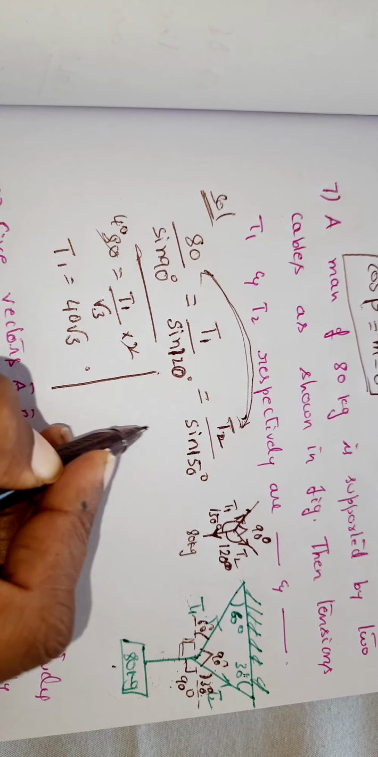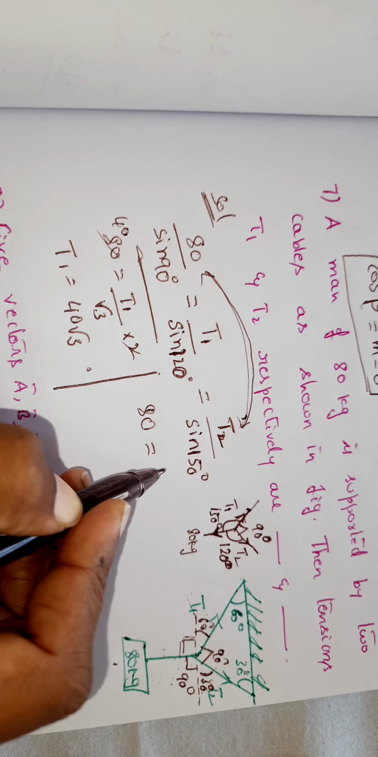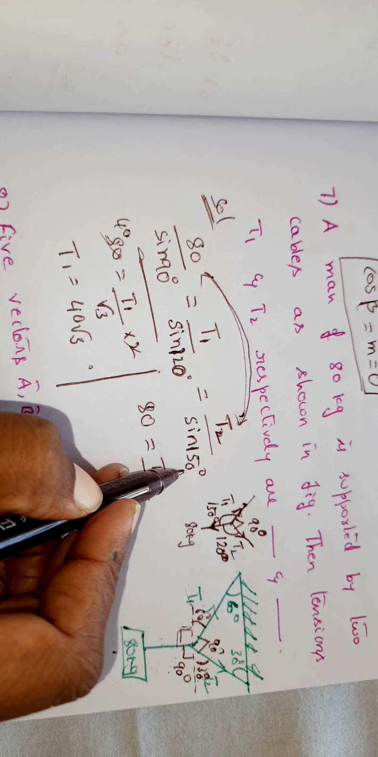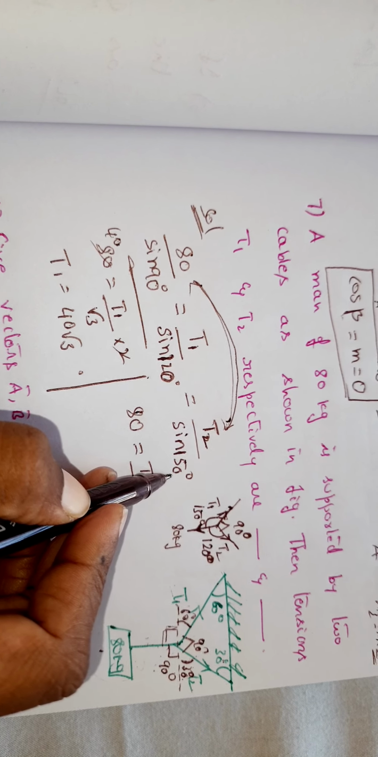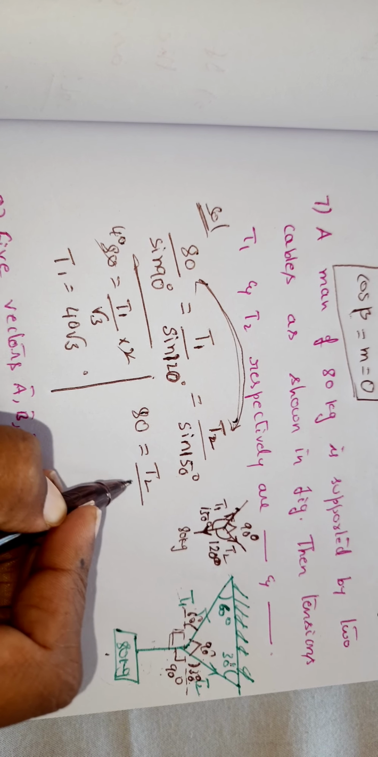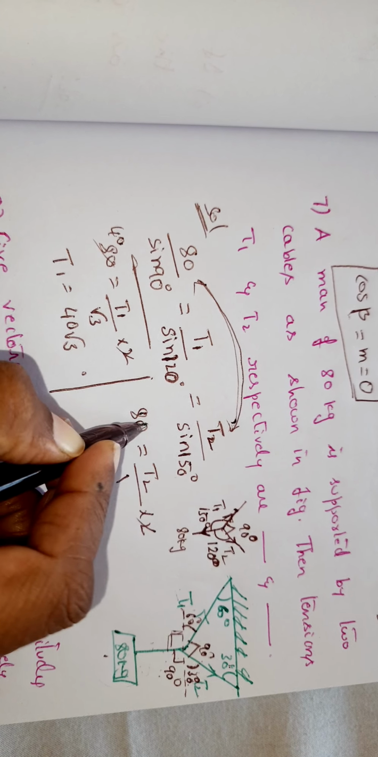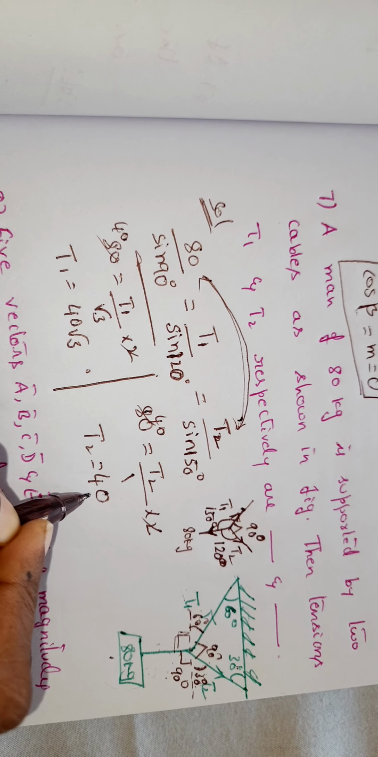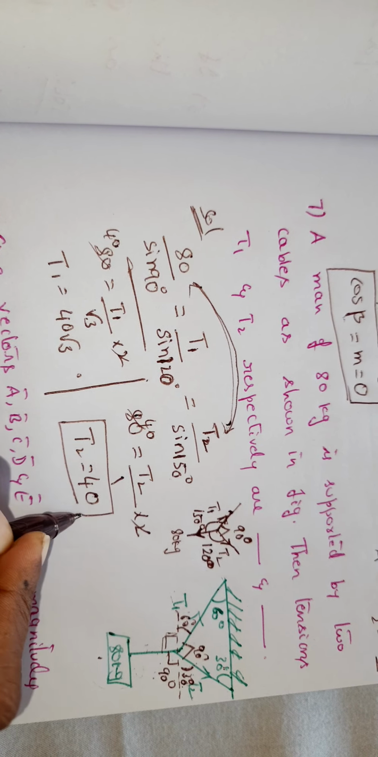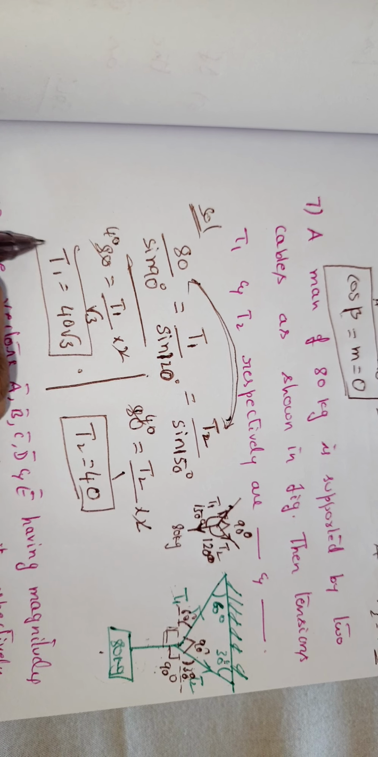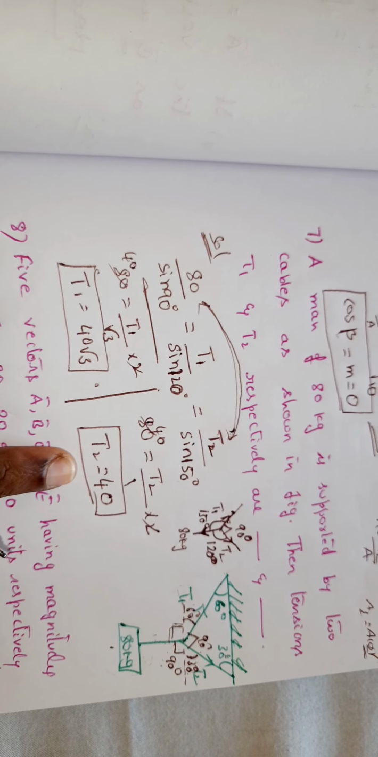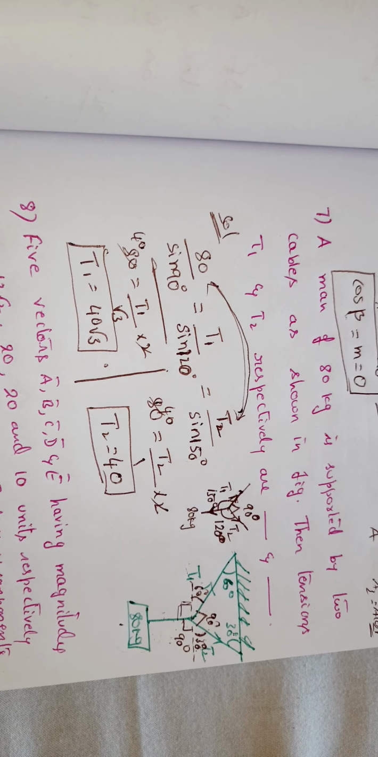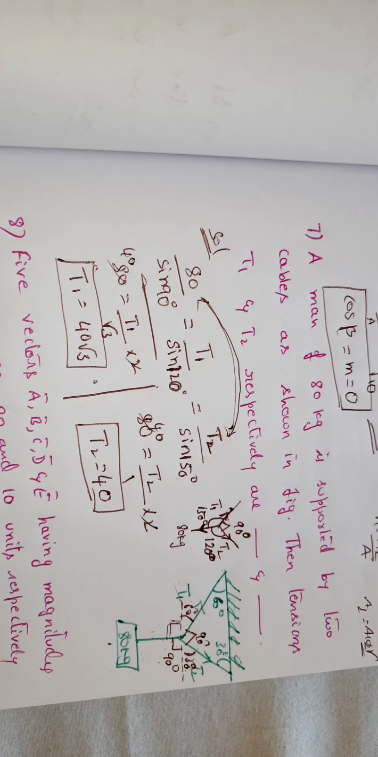Now to find out T2 again, you are going to use these two. Okay. So now 80 is equal to, because sine 90 is 1, 80 is equal to T2 by sine 150, sine 90 plus 60, cos 60, sine in second quadrant is positive. Cos 60 is 1 by 2. So here it is, T2 is equal to 40. Very good. So we got T1 is equal to 40 root 3 kg and T2 is equal to 40 kg, because this is given in kgs. Clear? Yes. So note it down.